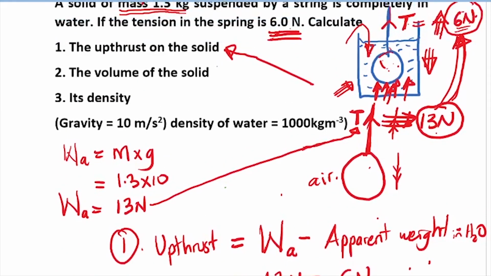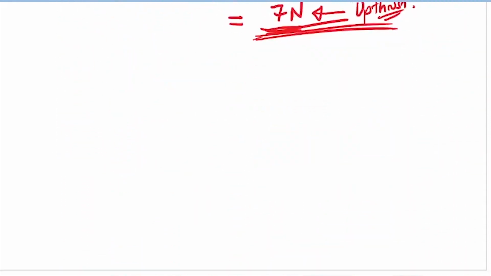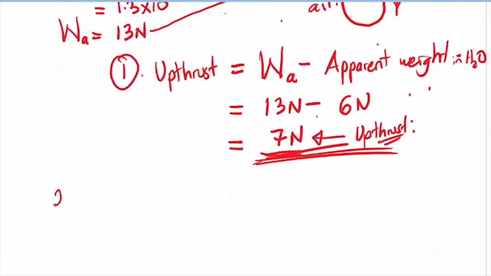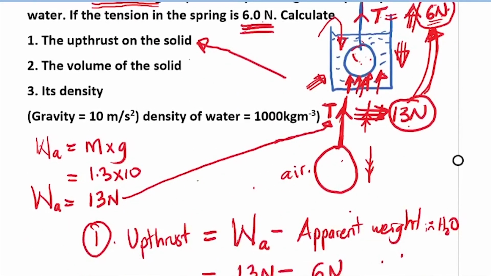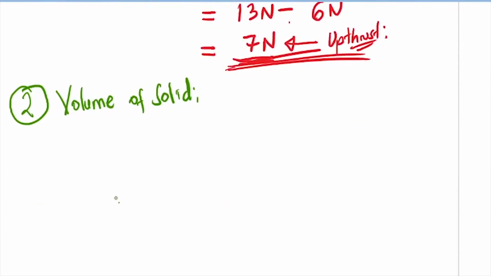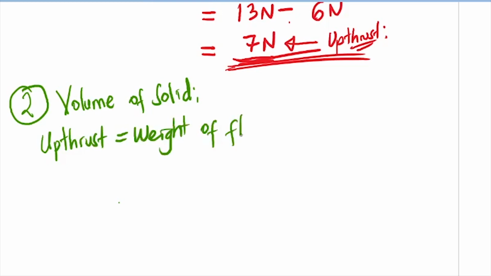So number 2, we want to find the volume of the solid. Let me use another color here. Number 2, we need to find the volume of the solid. Now the volume of the solid is going to be equal to the volume of the water that has been displaced. So again, we shall use Archimedes principle. We shall say that upthrust is given by the weight of fluid displaced.